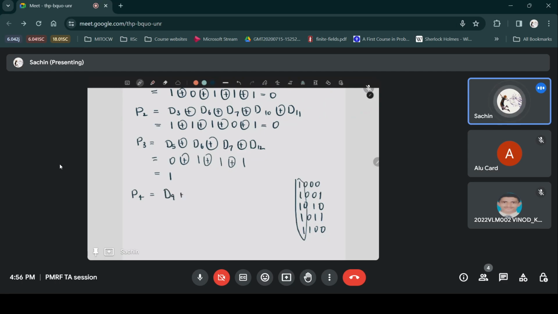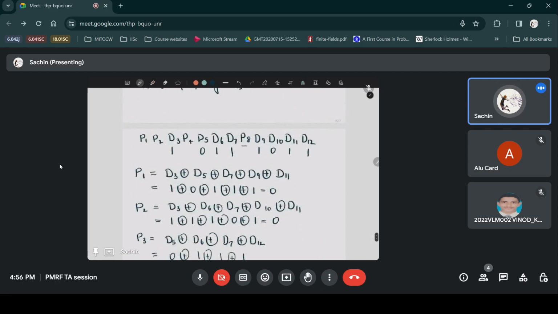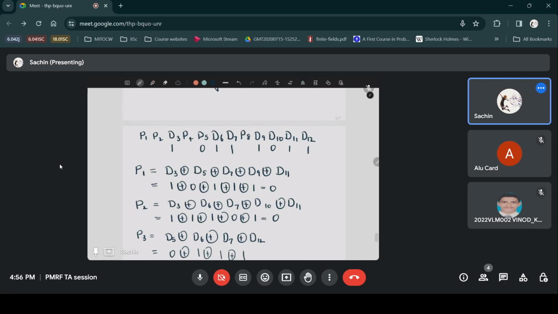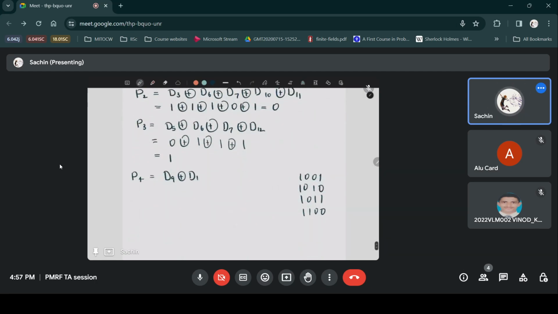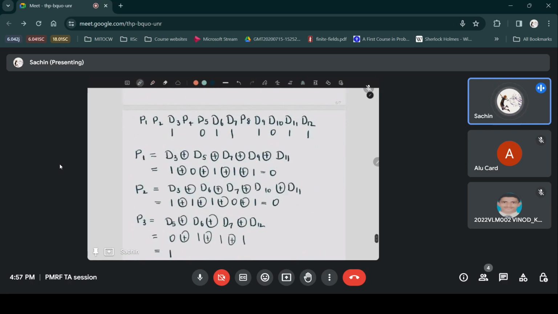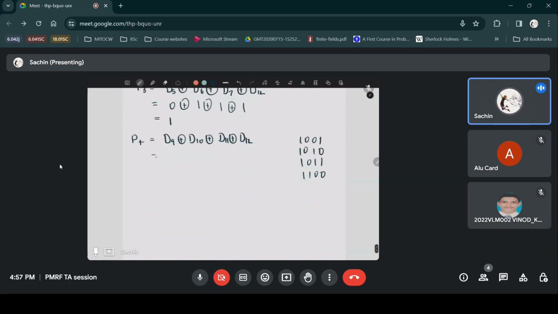So you get D9. Actually, there's no D8 here because the 8th bit is the parity bit. So there won't be any D8. It starts from D9, D10, D11, D12. That's the XOR of the last 4 bits, which is 1 XOR 0 XOR 1 XOR 1. So you get a 1.